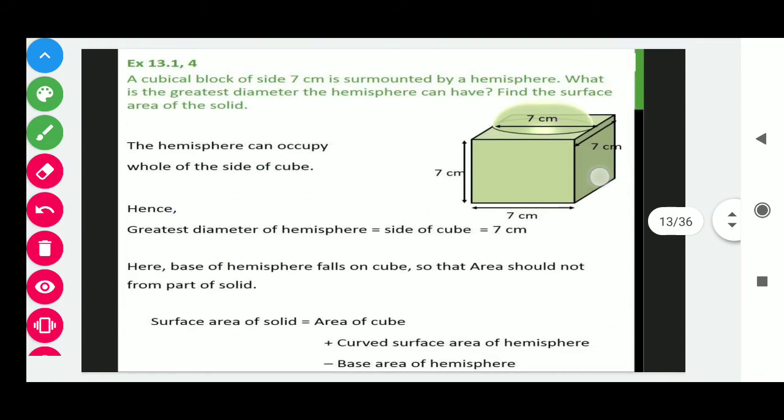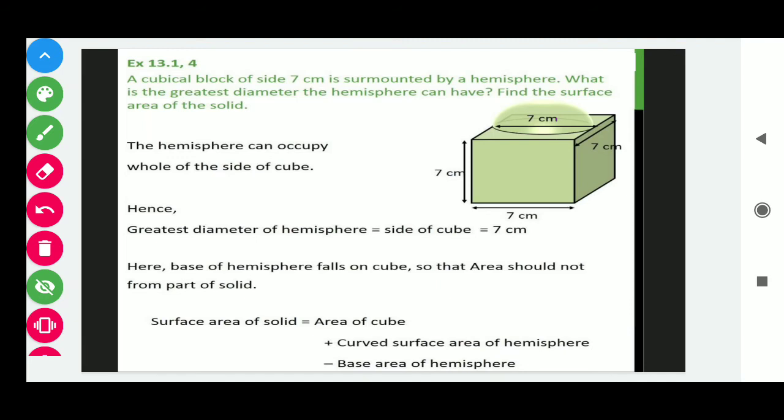Next question is, a cubical block of side 7 centimeter is surmounted by a hemisphere. What is the greatest diameter the hemisphere can have? Find the surface area of the solid. Students, here we have a box that is cubical in shape. A cubical box has all sides, length, breadth, height, equal. And this cubical block is surmounted by a hemisphere.